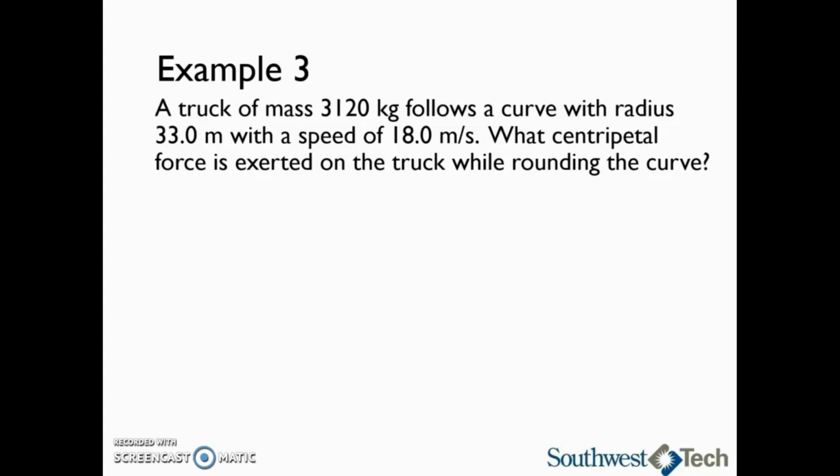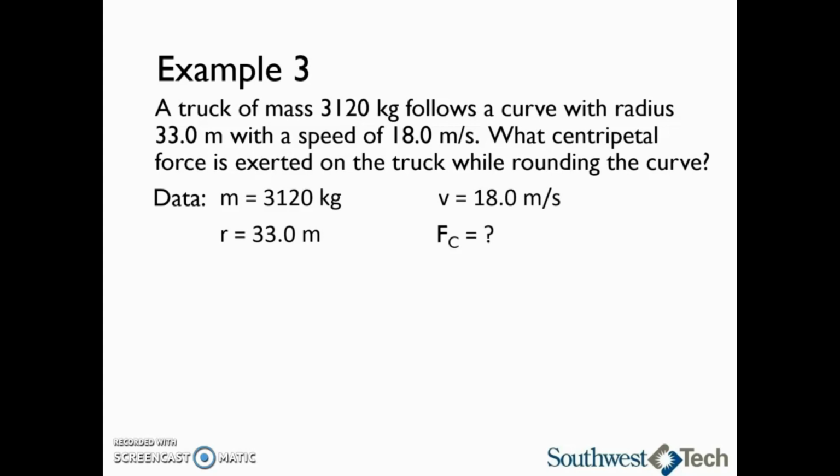Before we start substituting numbers in, let's write down all of the information we were given. The mass is 3,120 kilograms. The radius of curvature r is 33.0 meters. The velocity is 18.0 meters per second. We are trying to find the centripetal force F sub c.